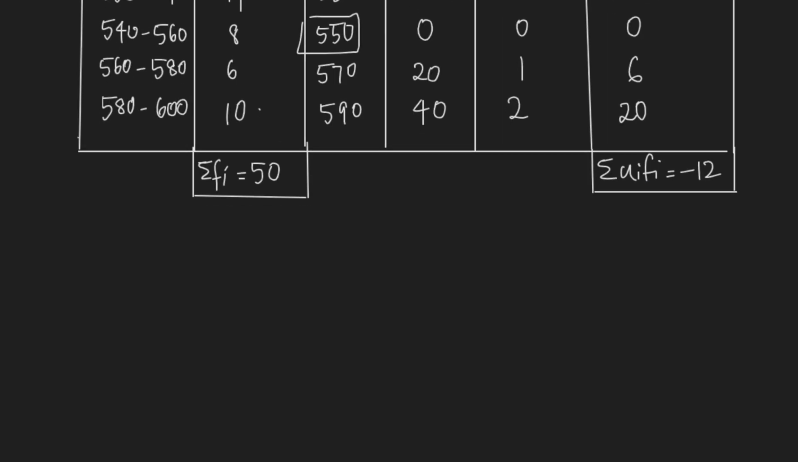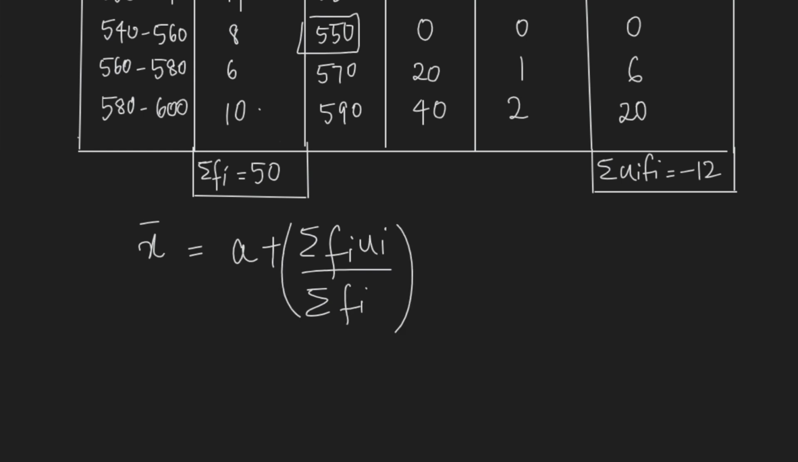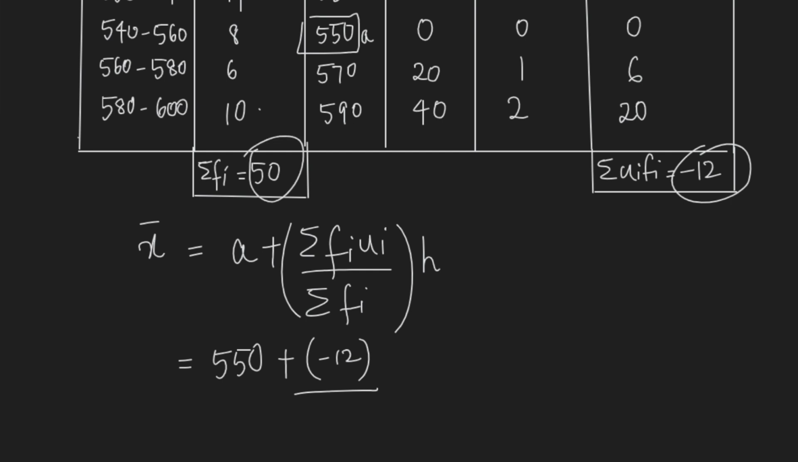Now we have to apply the formula. The formula to find out the mean using the step deviation method is given by x bar equals a plus sigma fi ui divided by sigma fi and this whole thing multiplied by h. So what is a here? A, we already know that it is 550. So this is 550 plus sigma uifi is negative 12 divided by sigma fi is 50, and the whole thing is multiplied by h, which is the length of the class interval.